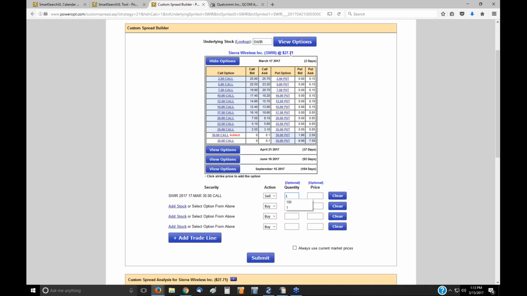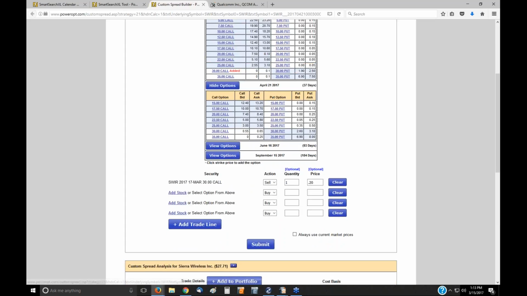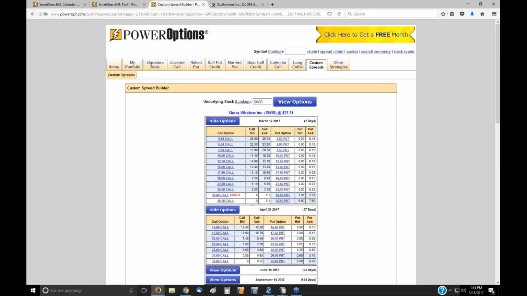Stock's at 27.71 instead of 28.61. But let's say we doubled this and we got 20 cents. Okay. Now remember, that would be very high. But now let's go to April, 37 days out. Of course, it doesn't offer 27.50, and that's what I needed. Okay, let me just try something else here.